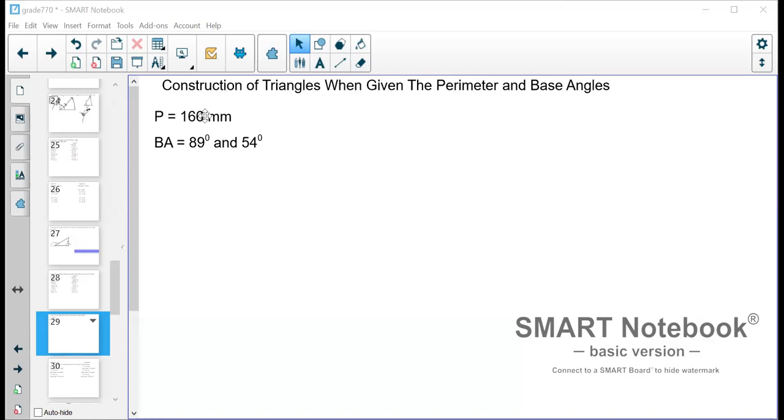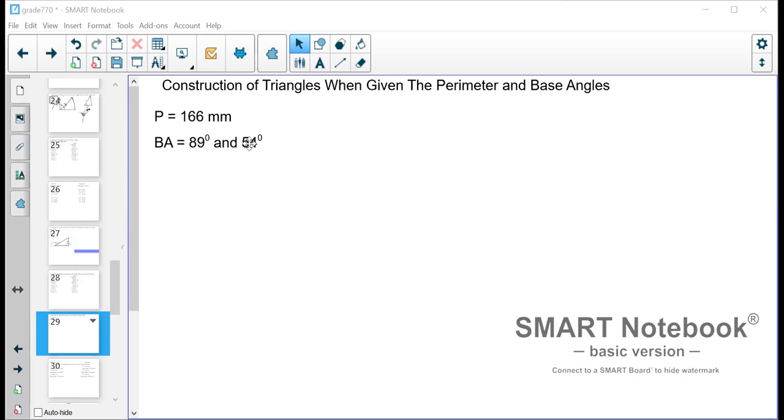Now, the information given here is that the perimeter is 166 millimeters. So the distance around the triangle, when you add up all three sides, will be 166 millimeters. The base angles, of course, are the angles at the bottom: 89 degrees and 54 degrees. So when we finish constructing this triangle, the base angles will be 89 and 54.